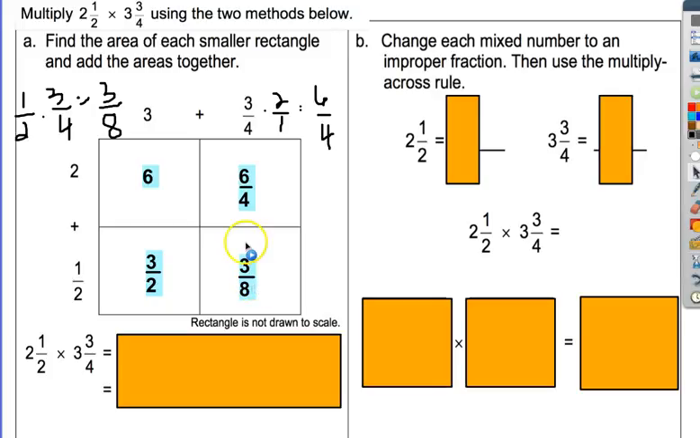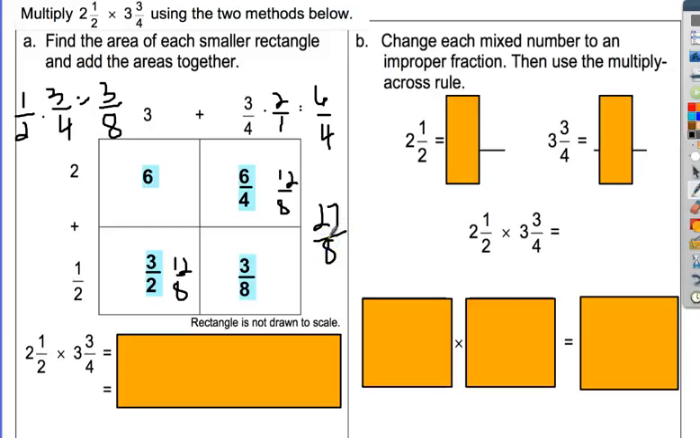Okay, so when you added 6/4, 3/2, and 3/8, well, common denominator is going to be 8 for these two. This one is not going to change. Okay, 4 times 2 is 8. 6 times 2 is 12. 2 times 4 is 8. 3 times 4 is 12. So I have 12 plus 12 plus 3, which is going to be 27/8 when you add up your fractions.